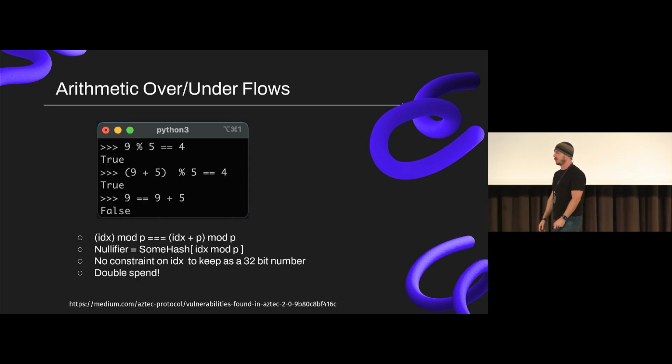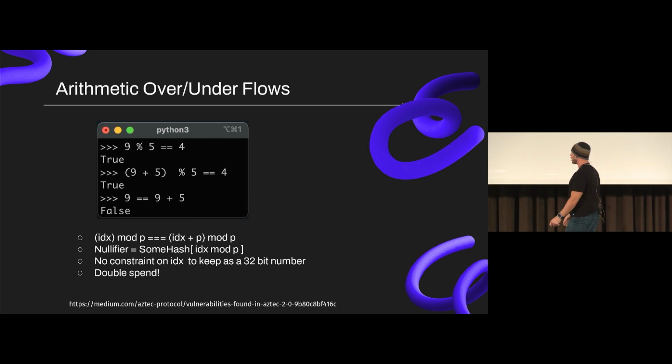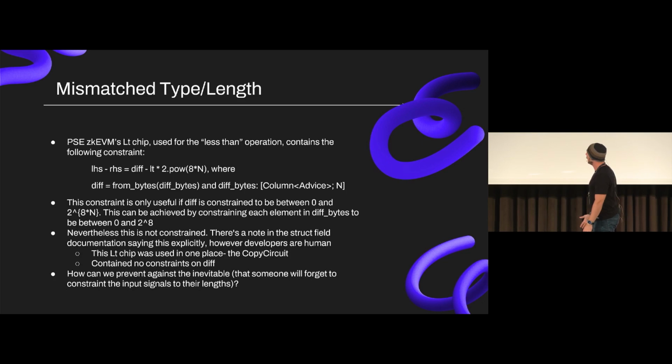And we saw a very similar one with Tornado Cash. Sorry, and this is just a small view of exactly what I'm talking about here. You can see that there's no constraint on the index to keep it as a 32-bit number. This is the toy example, and just for time reasons, I won't go into all of this, but you can think about it this way.